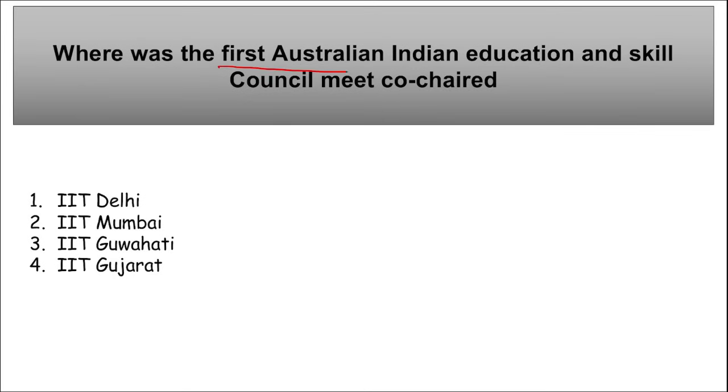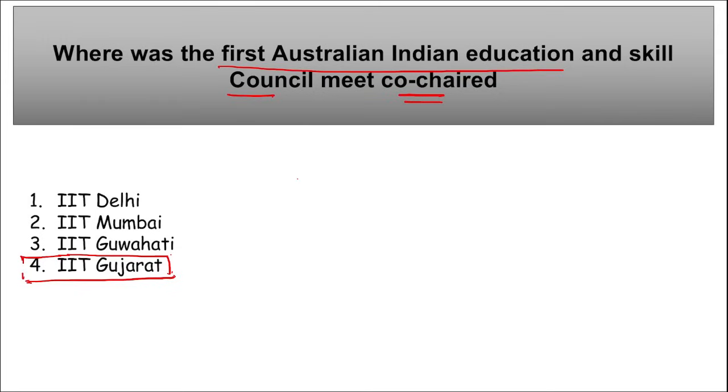Where was the first Australia India Education and Skill Council meet co-chaired? Remember, recently the first Australia India Education and Skill Council meet was co-chaired at IIT Gujarat, right? Correct. Our Education Minister Dharmendra Pradhan, he's our Union Minister of Education and Union Minister of Skill Development and Entrepreneurship.